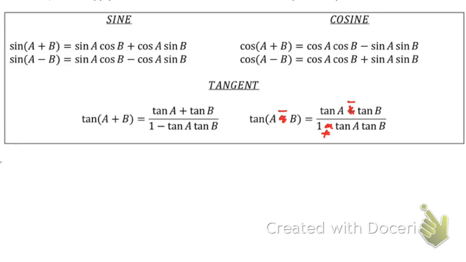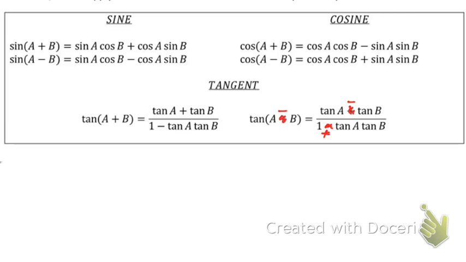Tangent is probably the toughest one, but the good thing about tangent is it just has tangent values. It's tangent of your first plus tangent of your second, all over 1 minus tangent A times tangent B. If you're subtracting, you just have subtraction on top and addition on the bottom. All right? No easy way to split it. You just have to know these, which turns into just memorization.